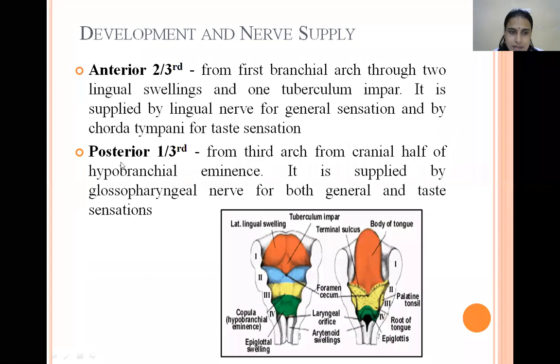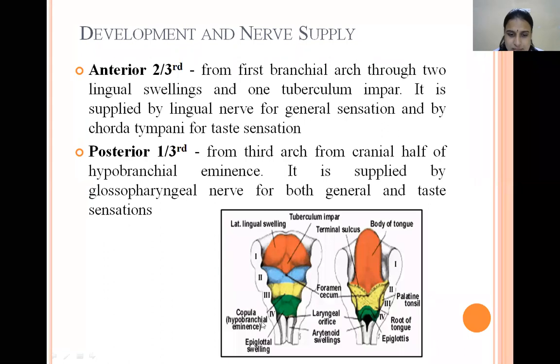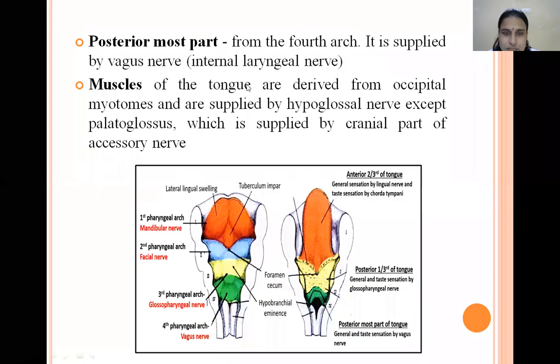The posterior one-third is developed from the third branchial arch, from the cranial half of the hypobranchial eminence. This is supplied by the glossopharyngeal nerve, the ninth cranial nerve, for both general and taste sensations. The junction of these two is the foramen cecum. The posterior most part is developed from the fourth arch and is supplied by the vagus nerve.